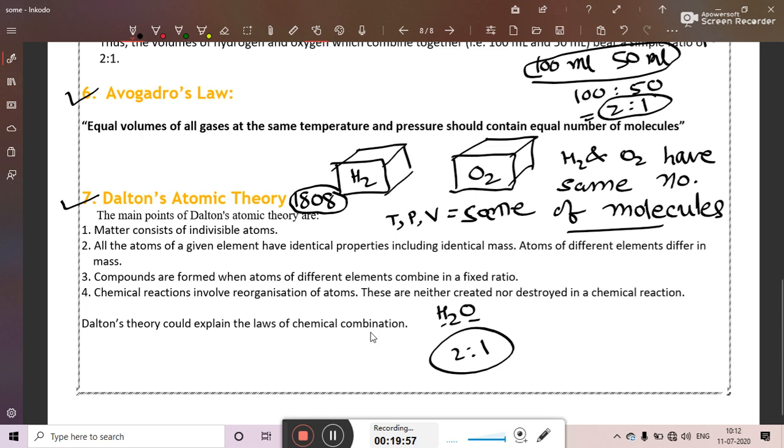So Dalton's theory has these four postulates, and these four postulates explain the laws of chemical combination. So whatever laws we have studied from 1 to 6, all the laws can easily be understood on the basis of Dalton's theory. So Dalton's theory gives support to the laws of chemical combination.